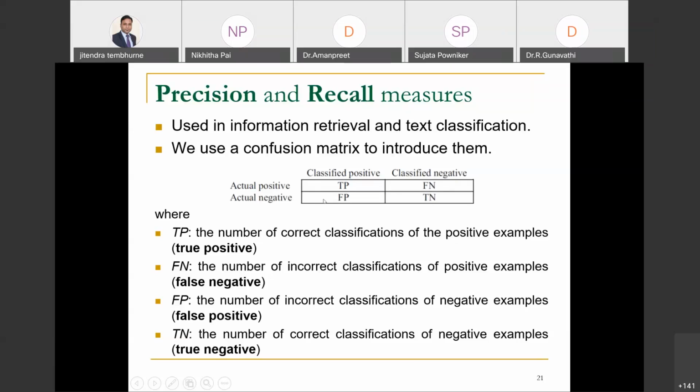Then FP is talking about negative, so the number of incorrect classifications of negative examples. And then TN indicates the number of correct classifications of negative examples. This is the way this confusion matrix gets generated. And in the Keras library, a direct function is there. That function you can call, and all this confusion matrix is generated.